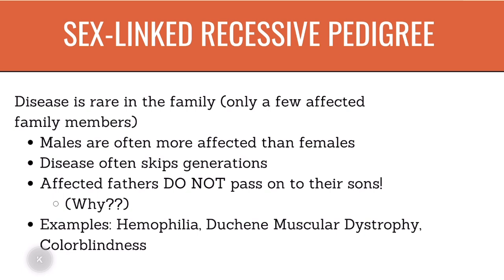Whereas since females have two X's, they have three options. They can be homozygous dominant, heterozygous, or homozygous recessive and have the disease. So they only have a 1/3 shot of having the disease, whereas males have a 50-50 shot. So because of this, disease often skips generations, and affected fathers do not pass on the trait to their sons. So take a minute and think about why that is.